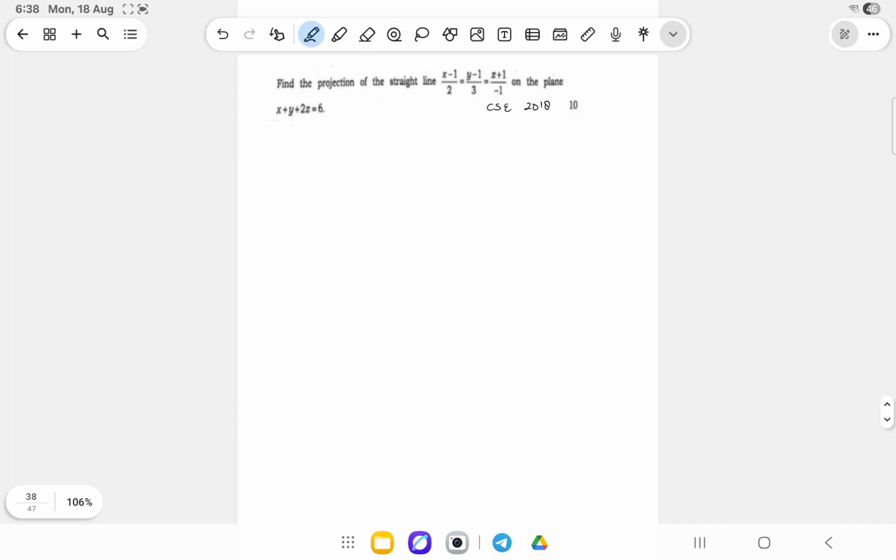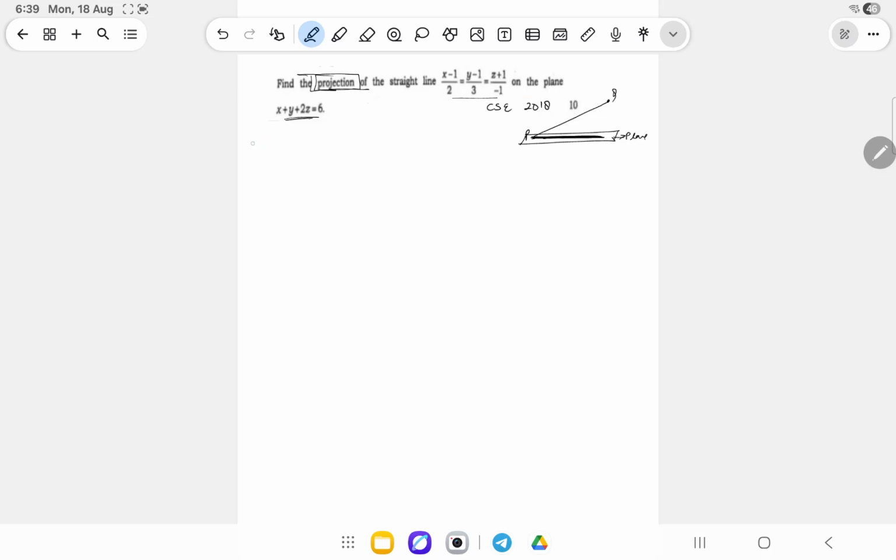The question says to find the projection of a straight line on the plane. So here they have asked to find the projection of the line, not the image. In the first question they had asked us to find the image of the line. So if this is my plane P, and this is the given line, let me name it PQ, I am supposed to find the projection of line PQ on this plane.